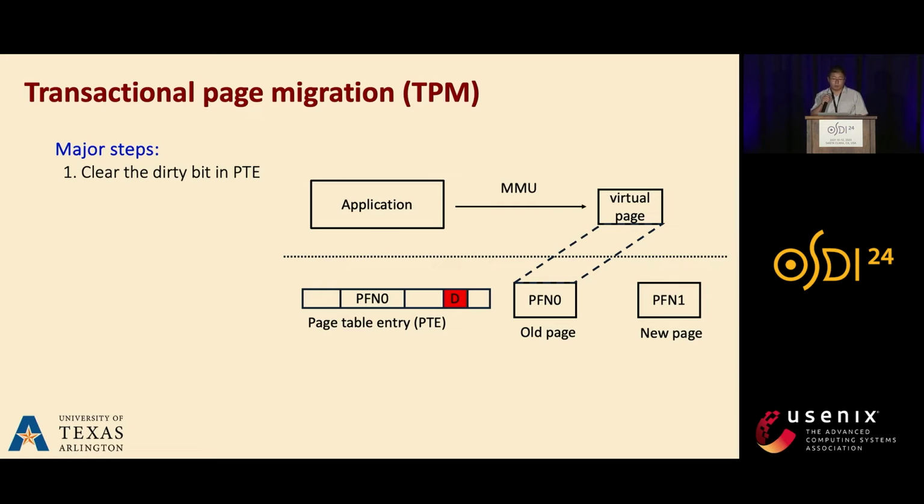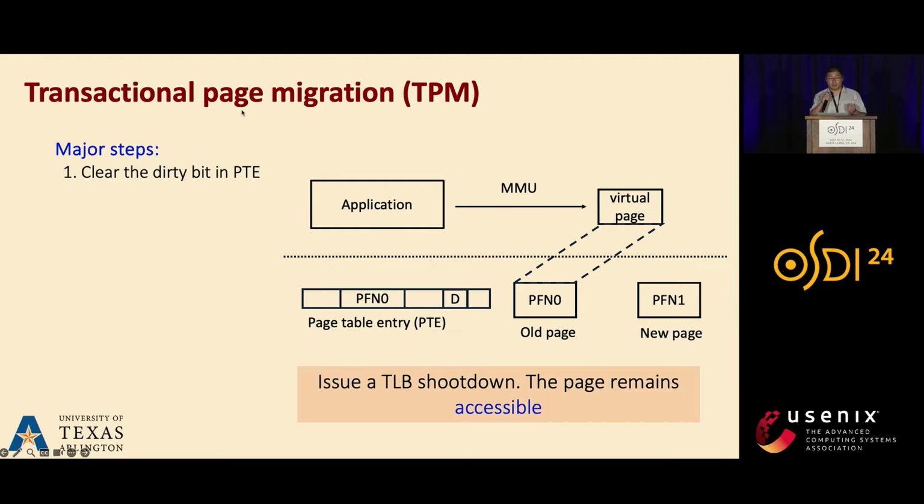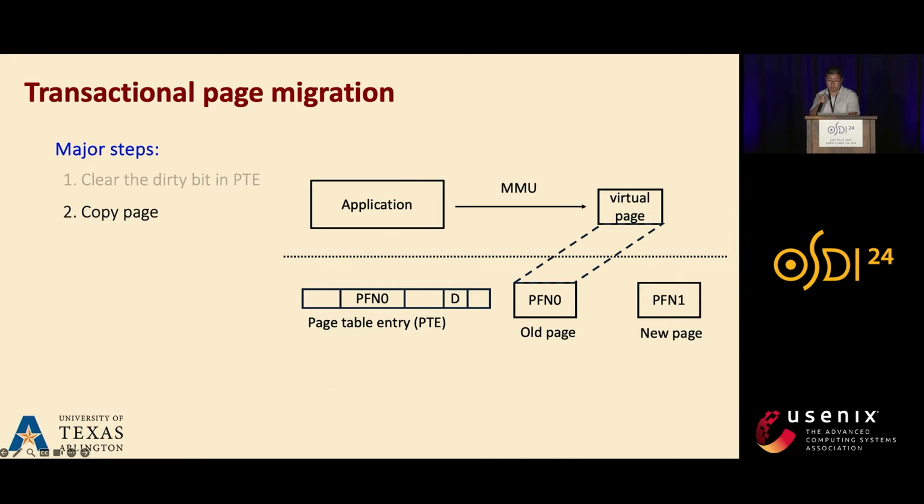TPM involves the following steps. First, TPM saves the original value of the dirty bit in a page's PTE and clears it for the migration. If the dirty bit is set during migration, the transaction is aborted. TPM issues a TLB shootdown to cover the cores that ever accessed this page and ensure that subsequent writes to the page will be recorded in the PTE. Note that the page remains accessible and is still mapped to the source location in slow memory.